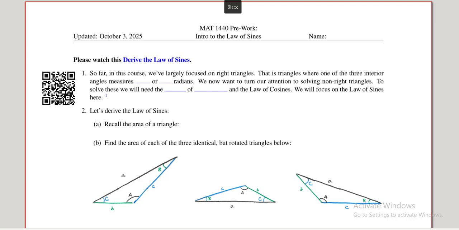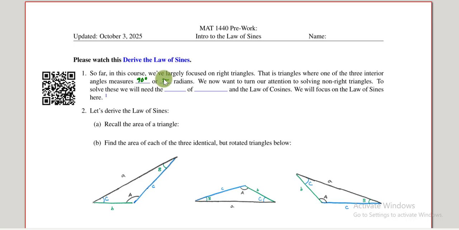Folks, in this video we want to derive something called the law of sines, and in the second video we'll utilize it to help us solve a non-right triangle. So it's worth mentioning this, folks. In this course we've largely focused on right triangles. That is, triangles where one of the interior angles had a measure of either 90 degrees or pi radians. That's what we focused on.